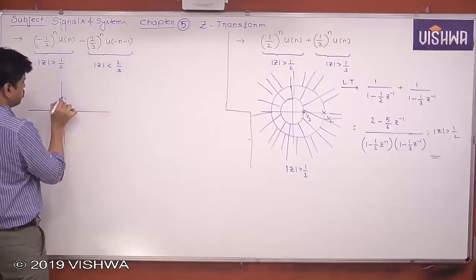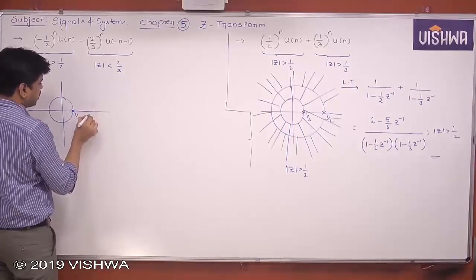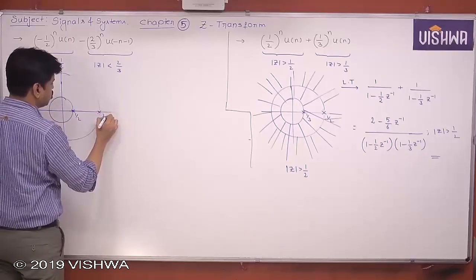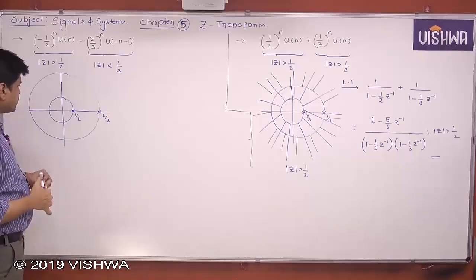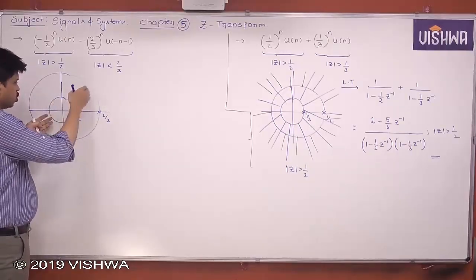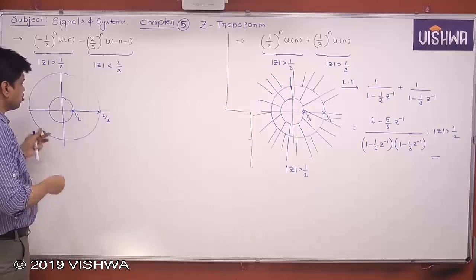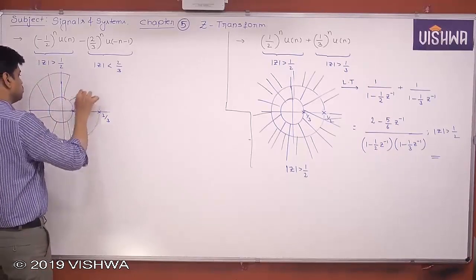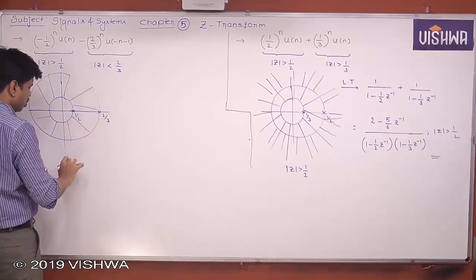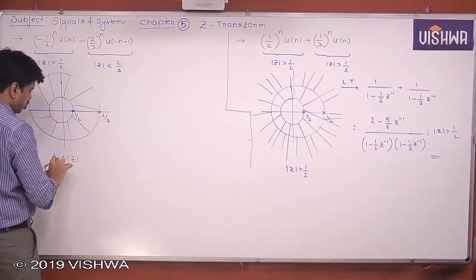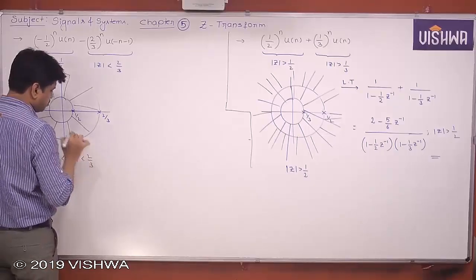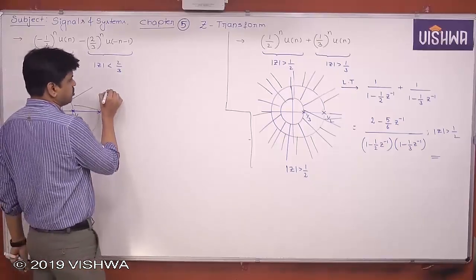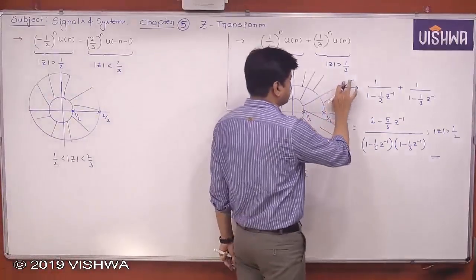So this is 1 by 2 pole. This is 2 by 3 pole. So we must have some ROC which is less than 2 by 3 and greater than 1 by 2. That is in between the poles, in between the circles what we are having. So this is what the common ROC. So mod Z lies between 1 by 2 and 2 by 3. So this is the common ROC. Once we got the common ROC, we can apply Z transform. Sorry, here we have written Laplace. It is actually Z transform.